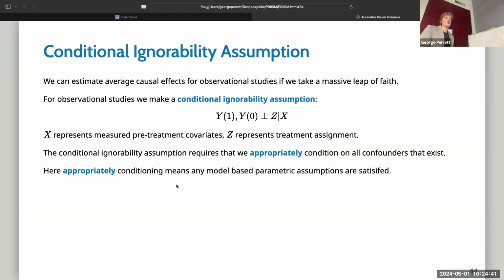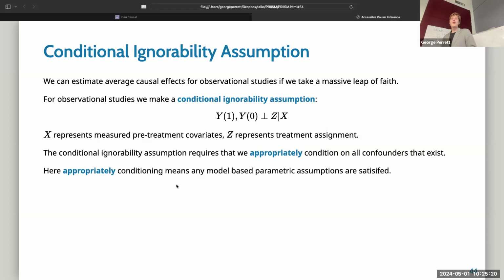If we make now what's called the conditional ignorability assumption, where both of our potential outcomes are independent of Z given X, where X represents any pre-treatment covariate, and Z represents any treatment assignment. X is really any confounder that exists. It is any true confounder, and the conditional ignorability assumption requires that we appropriately condition on all confounders that exist. So X is all of our pre-treatment covariates, and all of the true confounders need to exist in this subset. So we have to have measured and included in the model any confounder that exists.